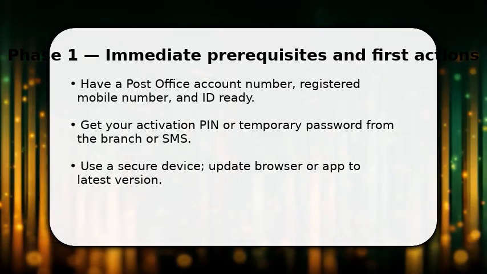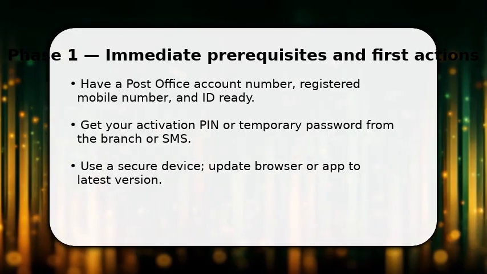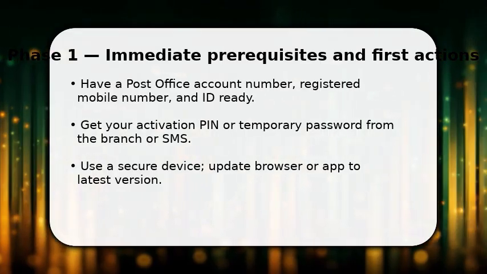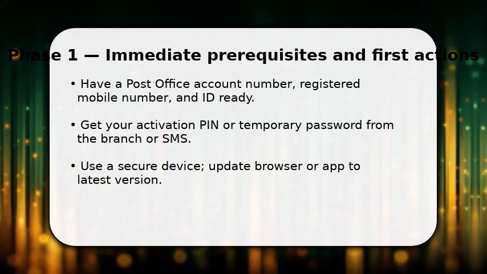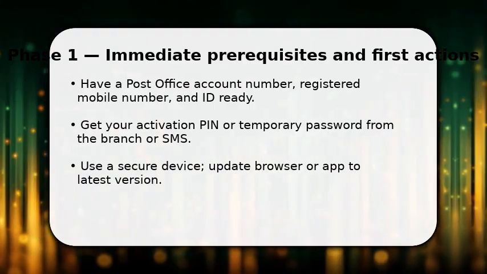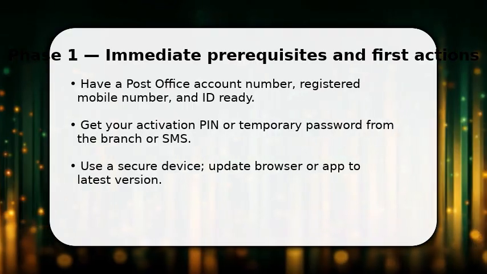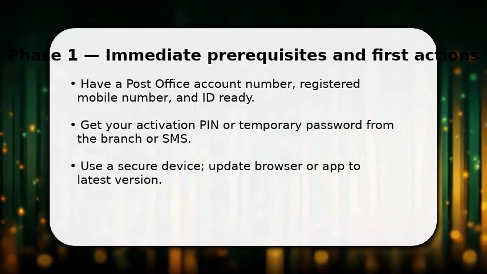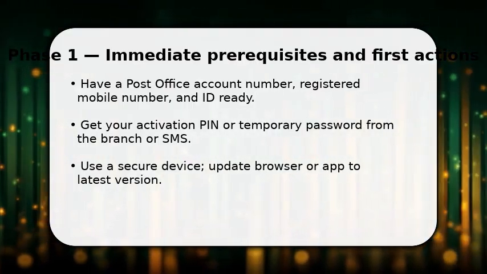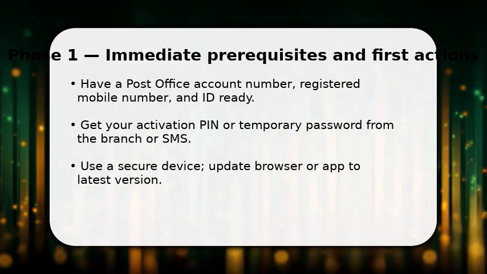You already have the essentials: an active post office account, a registered mobile number, and your ID. First, request the Internet Banking Activation PIN. If you don't have one, go to the branch or wait for the SMS. Once you have the PIN, open the official post office site or app on a secure device. Make sure the browser is updated.